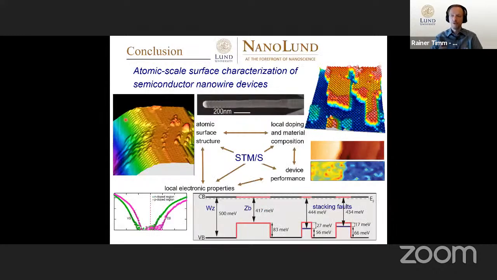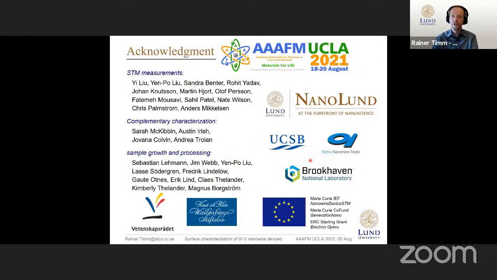I hope I could show you some glimpses of what we can do when we look at the surfaces of these nanostructures, the semiconductor nanowires, even at the atomic scale, where we can combine the atomic scale surface structure with the electronic properties of the surface. We can even modify the surface if we want, and we can even look at these under applied bias during device performance. There are many people involved in the measurements, and also we get samples from many collaboration partners.